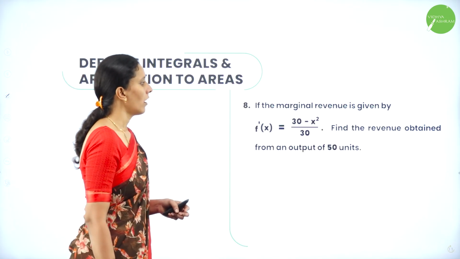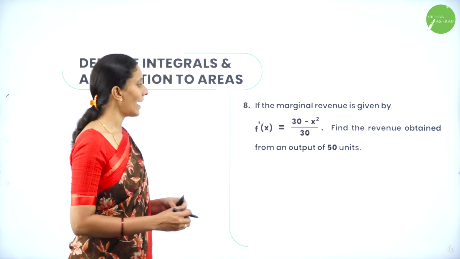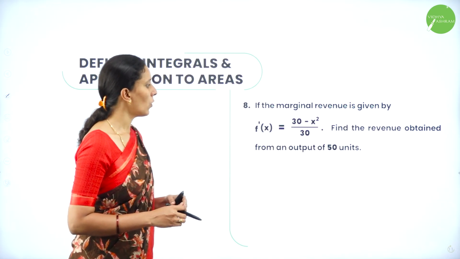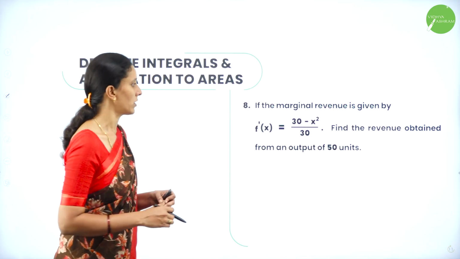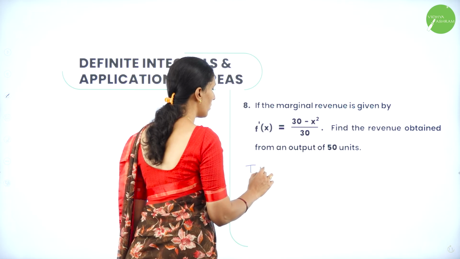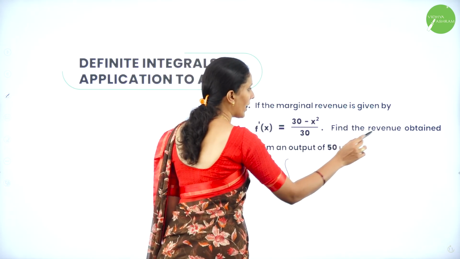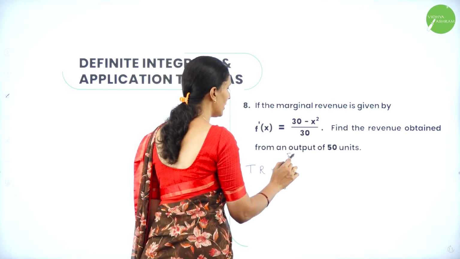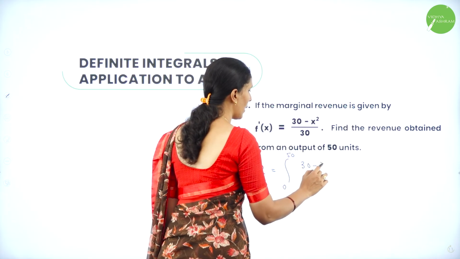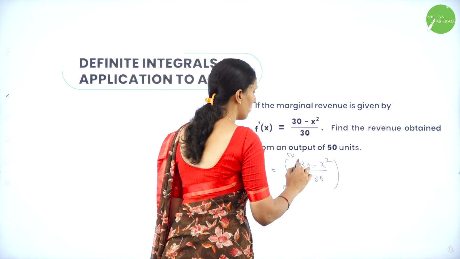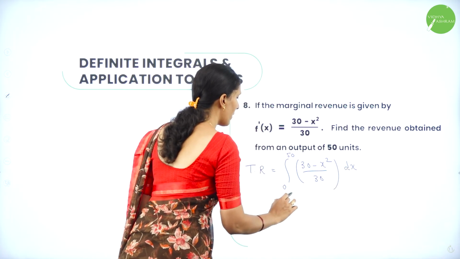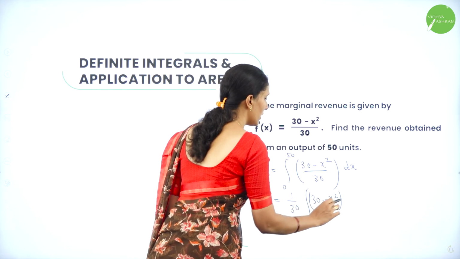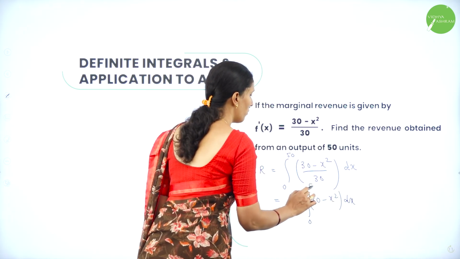Next question. If the marginal revenue is given by f dash of x is equal to 30 minus x square by 30, find the revenue obtained from an output of 50 units. So let us calculate the total revenue. Total revenue is the integral from 0 to 50 of 30 minus x square divided by 30 dx. Let us take 1 by 30 outside. Let us integrate 30 minus x square dx from 0 to 50.